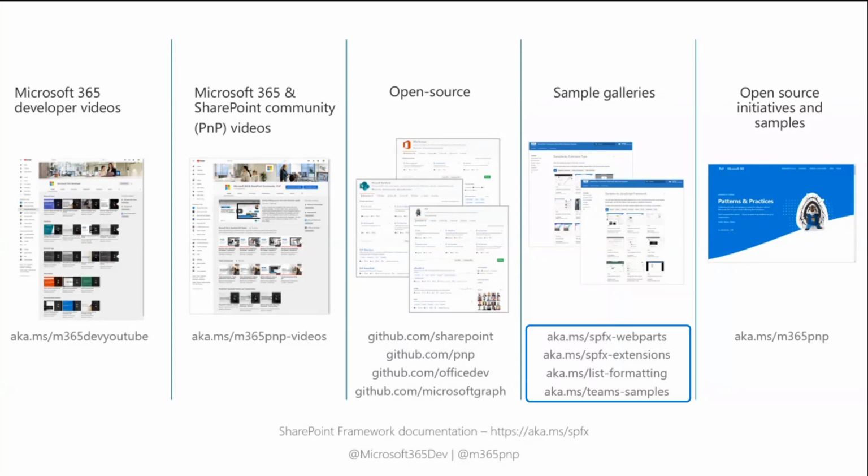And then sample galleries, we've got great sample galleries for web parts, extensions, list formatting, and Teams samples. And as I've said many times, this is the first place I go when I'm trying to figure out something and want to learn from what's already out there from the community. So it's a great way to figure out how people are solving different problems. And there's so many great samples out there. You can often find maybe not the whole solution to your question, but absolutely a lot of great ideas on how to get started solving your problem.